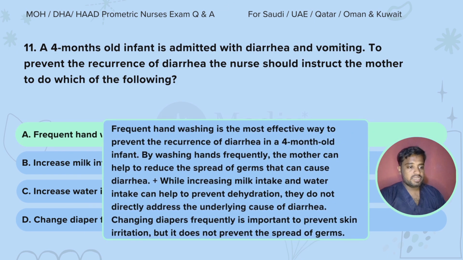The correct answer is A. Frequent hand washing is the most effective way to prevent the recurrence of diarrhea in a 4-month-old infant. By washing hands frequently, the mother can help to reduce the spread of germs that can cause diarrhea.